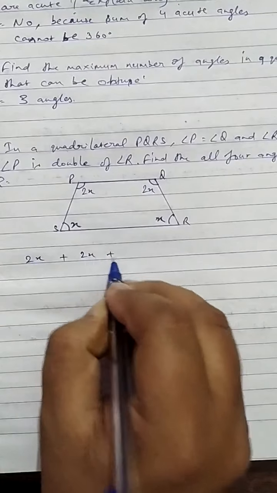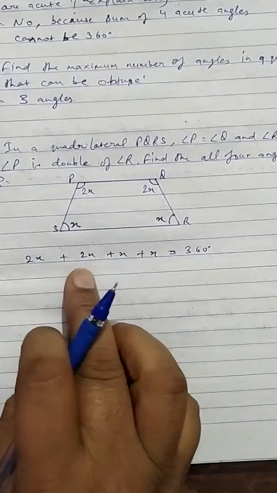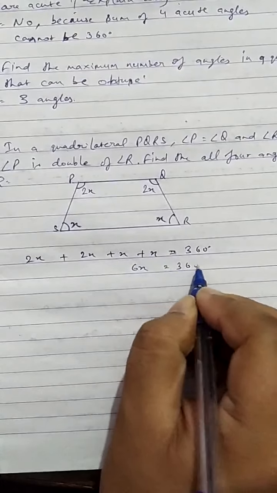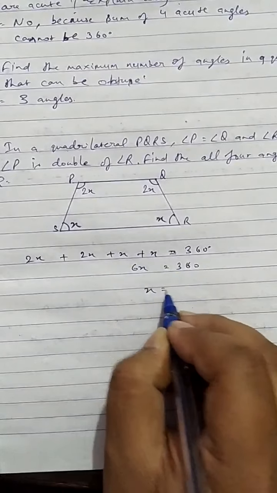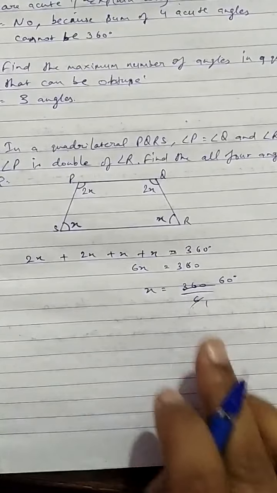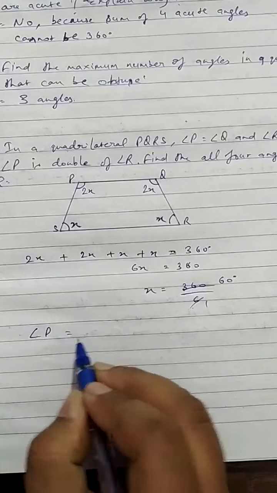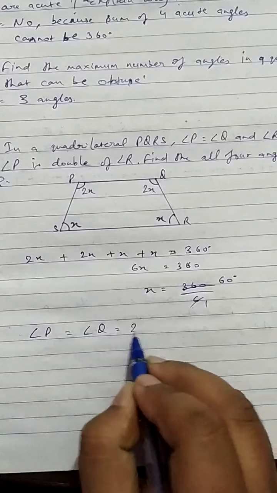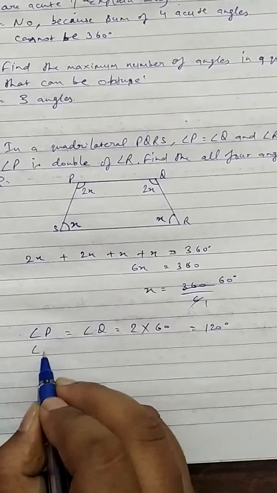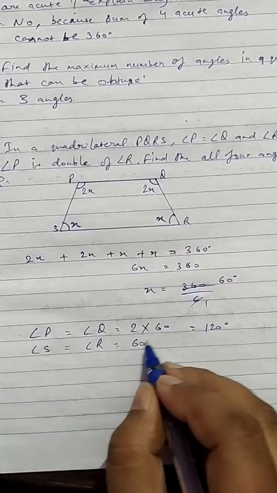So 2x plus 2x plus x plus x gives you 360. 2 plus 2 is 4 and 4 plus 2 is 6. So 6x equals 360 and x is equal to 360 upon 6. 6 sixes are 36, so x is 60. So angle P and angle Q will be 2 into 60, that is 120 degrees, and angle S and angle R, their value is x, so the answer is 60 degrees.